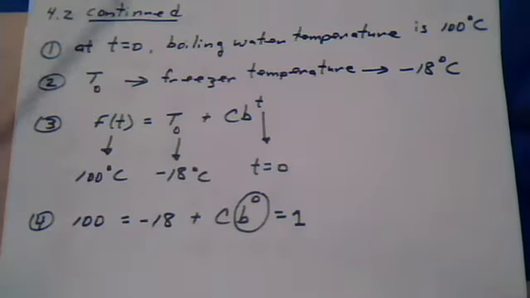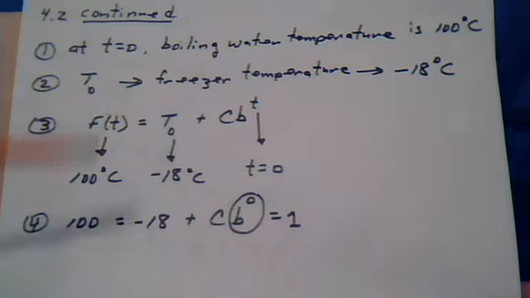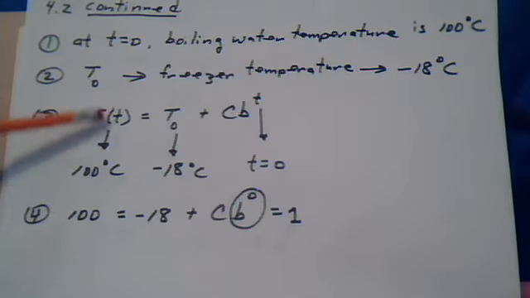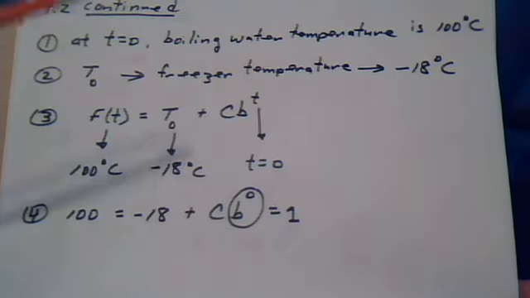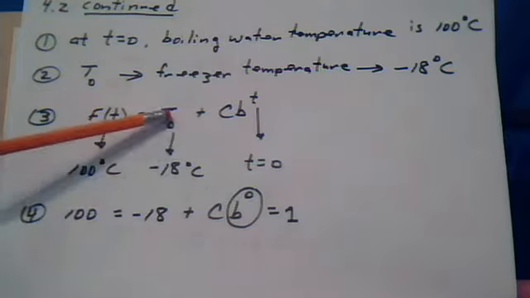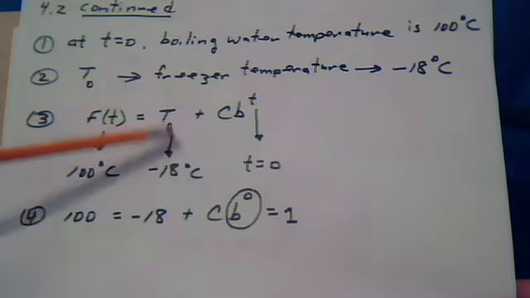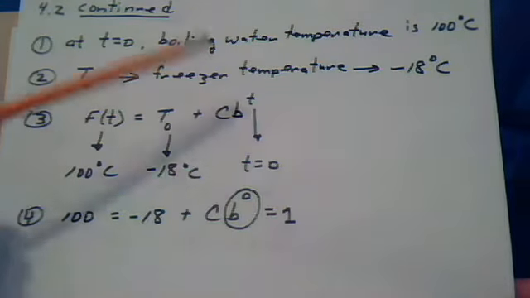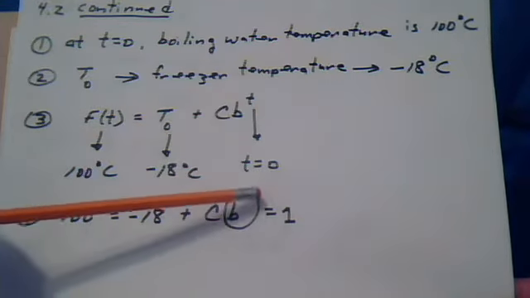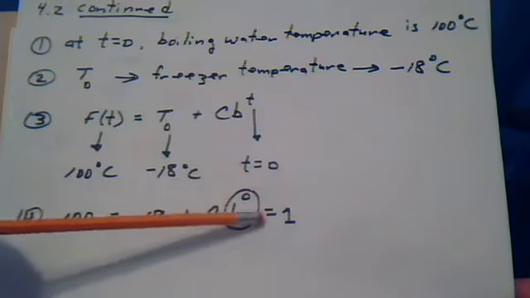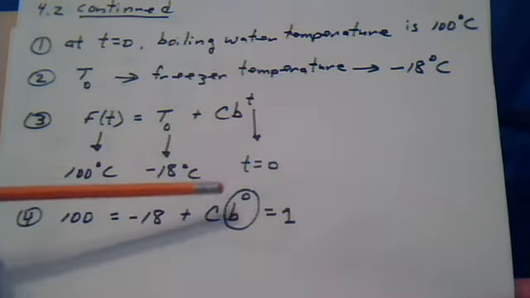So at T equals 0, at the beginning, the boiling water's temperature is 100 degrees. So that goes here. That's the object's temperature. The refrigerator's temperature is negative 18 degrees Celsius. So that goes here. This number will replace this variable. And this happens at T equals 0 at the beginning. So this T is a 0. Anything to the 0 is 1. So all of this turns into 1. So it's C times 1 is C.